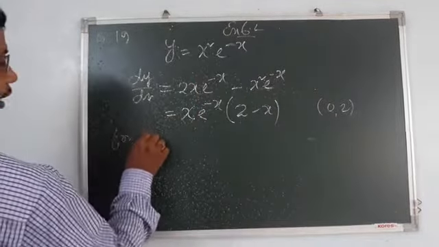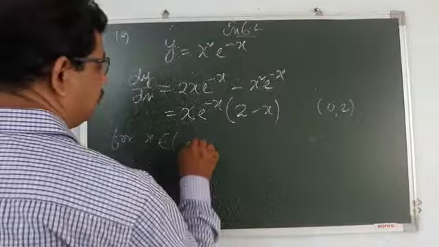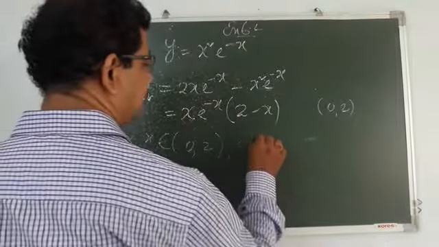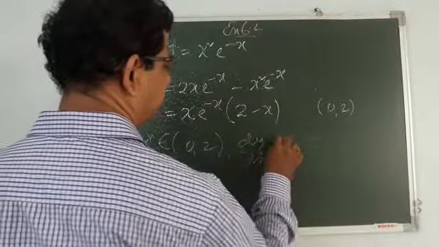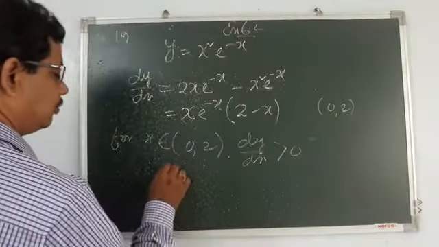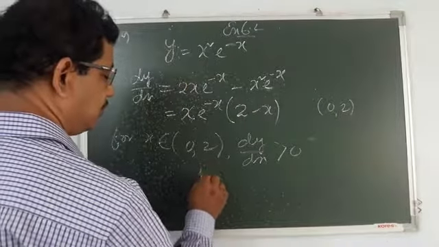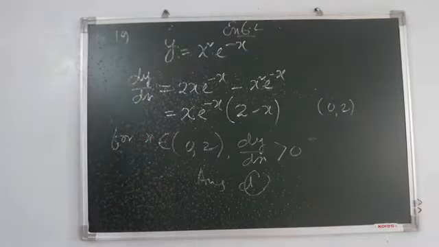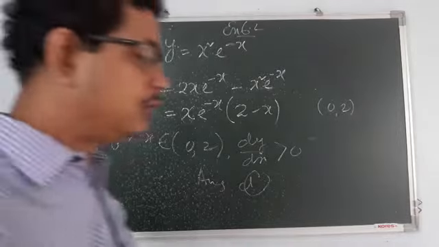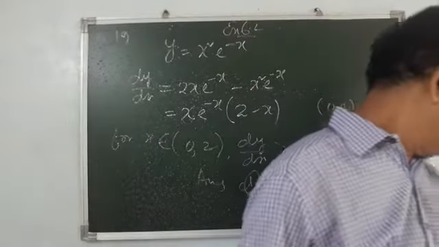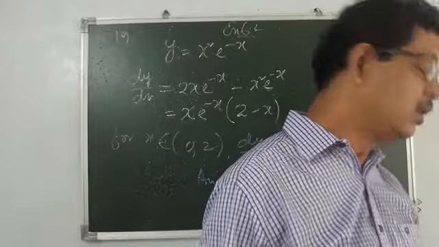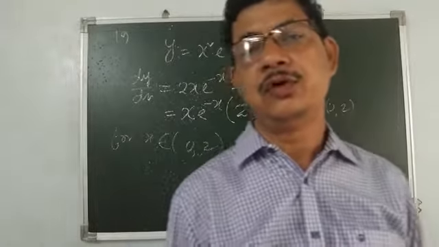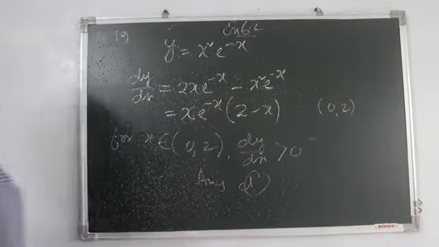for x belongs to 0 to 2, dy/dx, it is what? A positive term, greater than 0. Therefore, the correct option, the answer, it will be what? Option D only. So we can say this is the correct way, as we found. Now we will move to our next exercise.